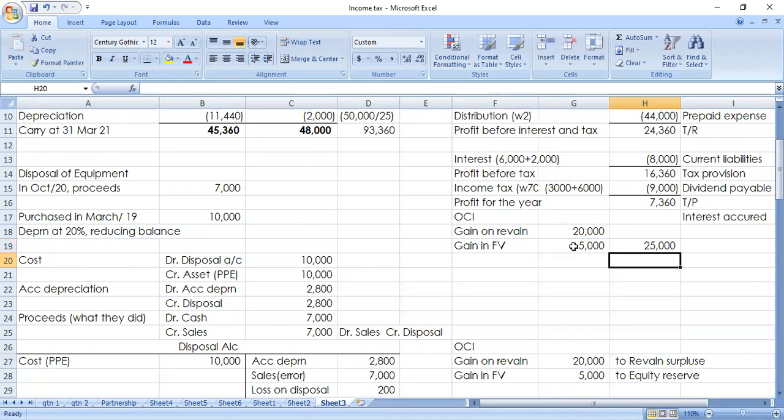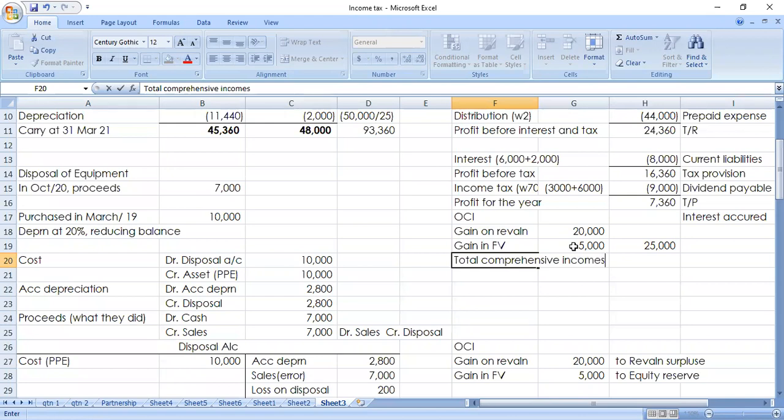Remember, these are gains, so the incomes give you total comprehensive incomes. So you add this plus that. So our total comprehensive income is supposed to be that 32,360. Okay, now we transfer this to the changes in equity. And transferring, they say that for gain on revaluation, it goes under revaluation reserve. Then for the 5K, it goes under equity reserve.